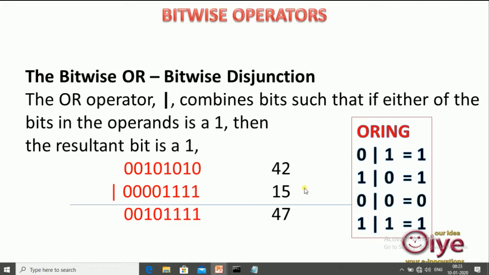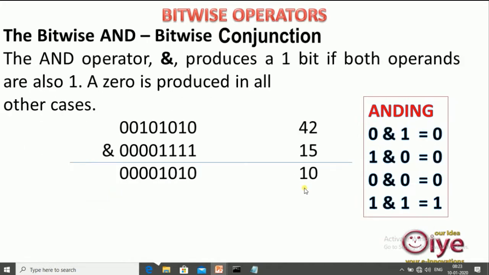The same way, one more thing, bitwise AND. That is called bitwise conjunction, and the operator for that one is ampersand. It produces one bit if both operands are 1. 0 is produced in other cases. Like 0 0 1 0 1 0 1 0, 42, and then AND 15, the result is 10.